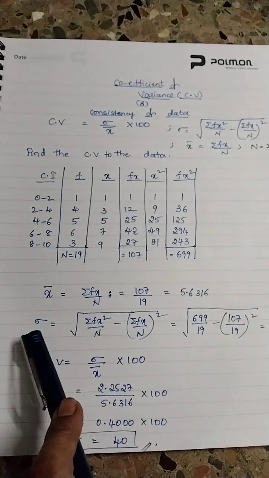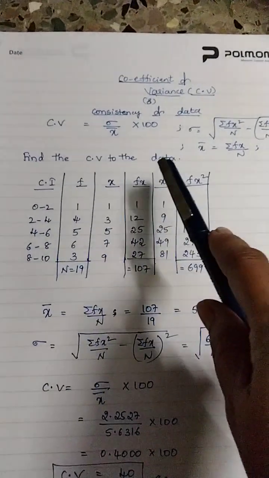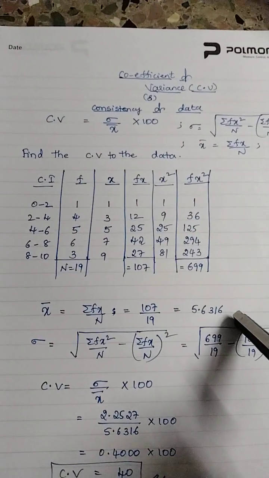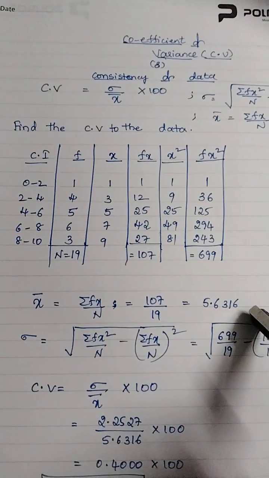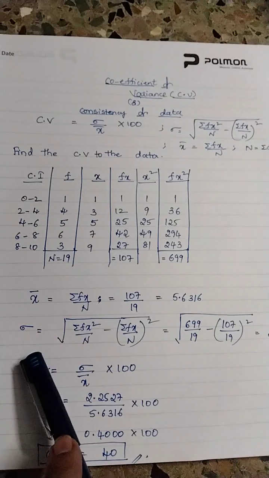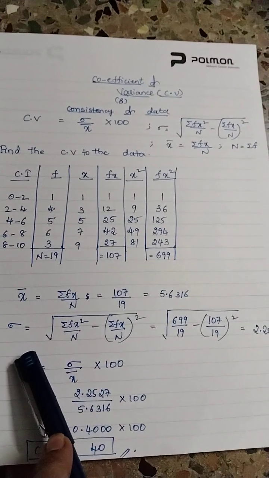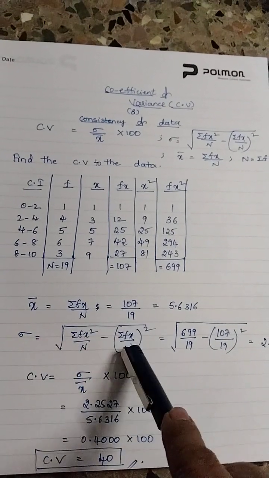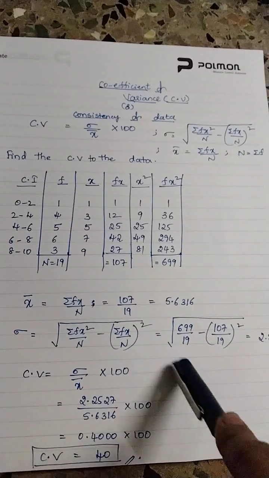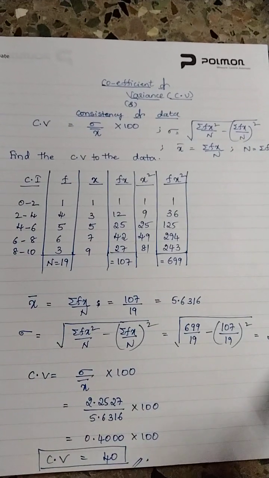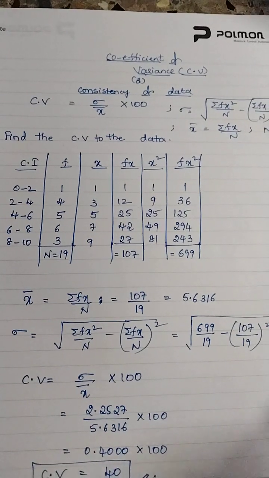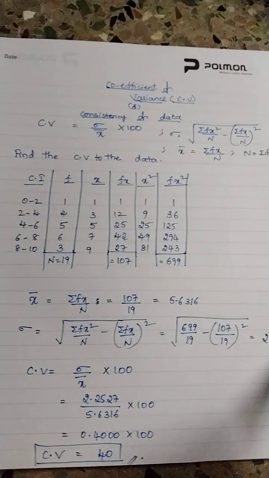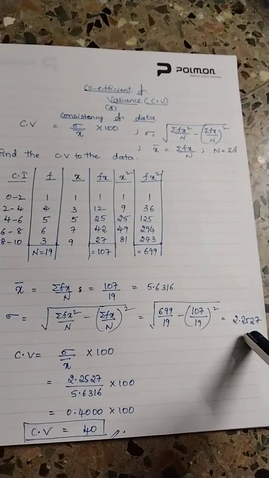Now what is the formula for x bar? Summation of x by capital N. What is summation of x? 107. By capital N, how much? 19. You are going to get your mean value. Mean is equal to 5.6316. Now standard deviation. The standard deviation formula is, you take the root of the variance, root of summation of x square by capital N minus summation of x by n whole square. That is equal to root of 699 divided by 19 minus 107 by 19 whole square, which gives your standard deviation, that is 2.2527.